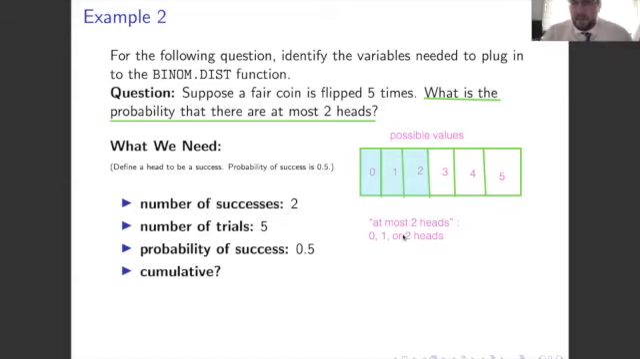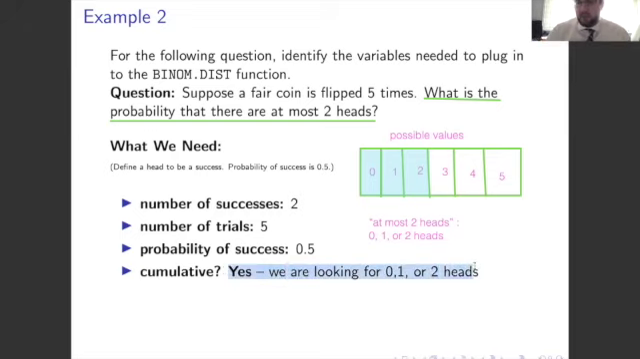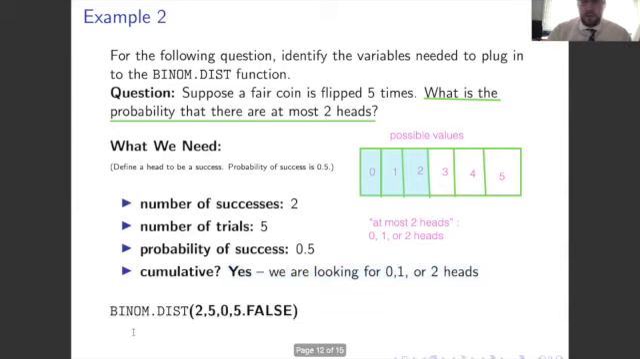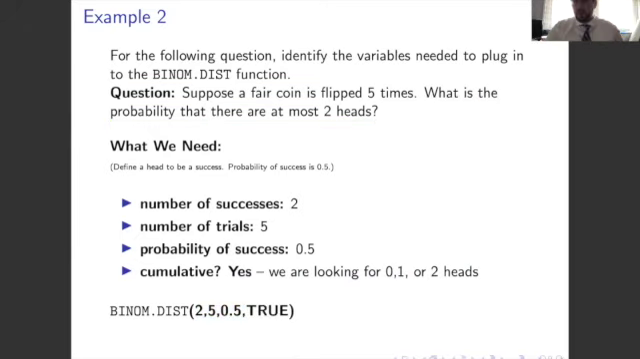Now all of the numbers are the same as before, but I'm changing the type of calculation I'm doing. Now this is a cumulative calculation, because we're starting at 0 and going up to 2. So when we go to do our binom.dist command, the numbers will be the same, but our final argument, because we're looking at a cumulative value here, 0, 1, or 2 heads, is true. So this looks like the previous example, except the final argument of whether or not it's cumulative is true.